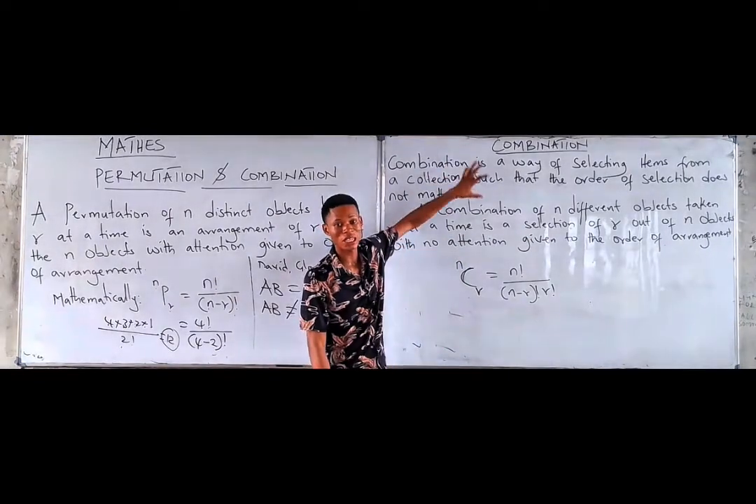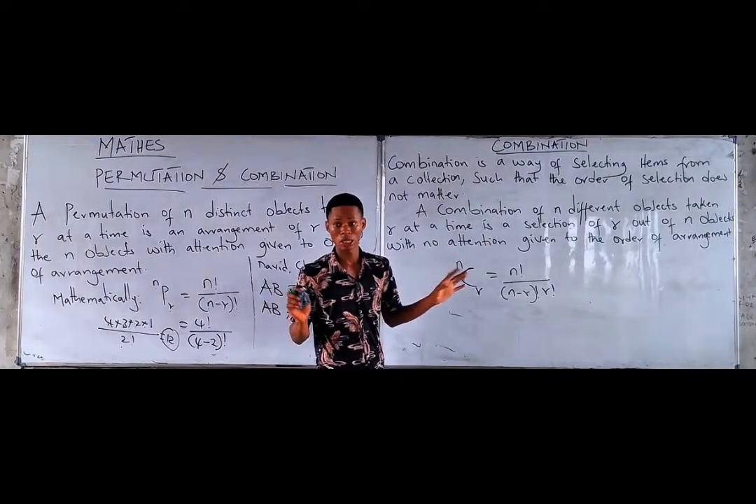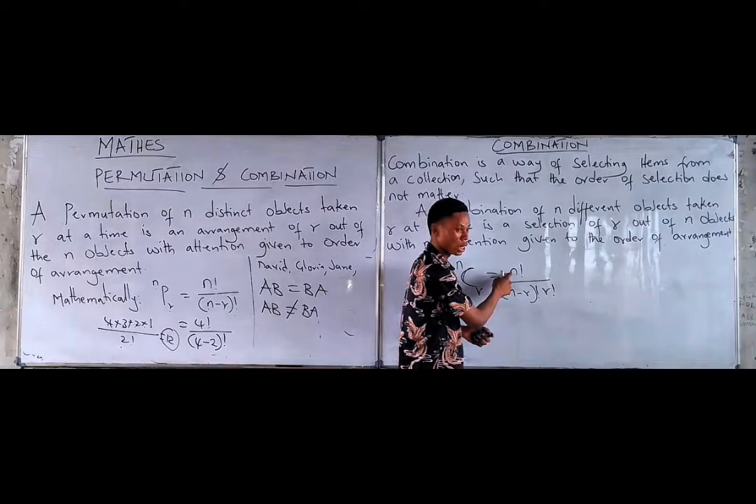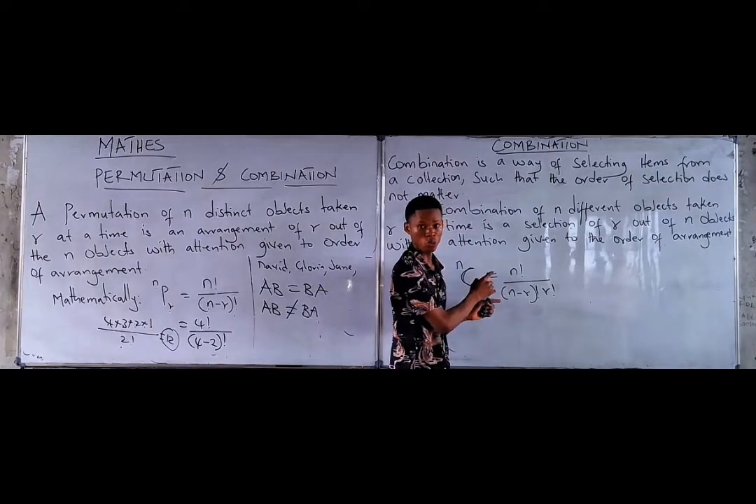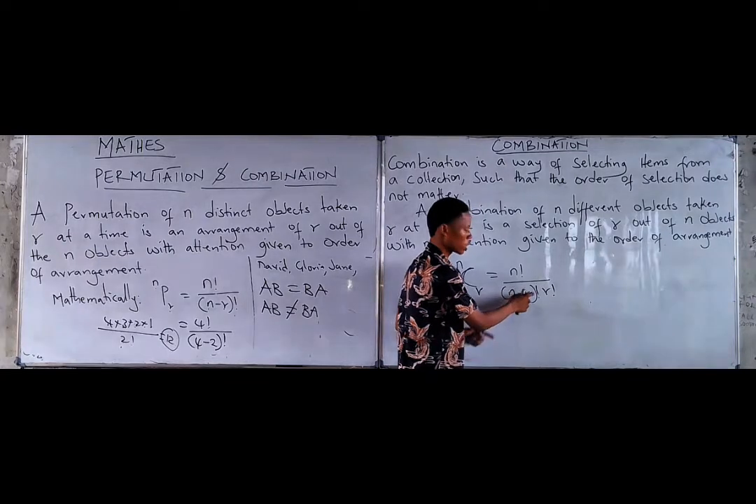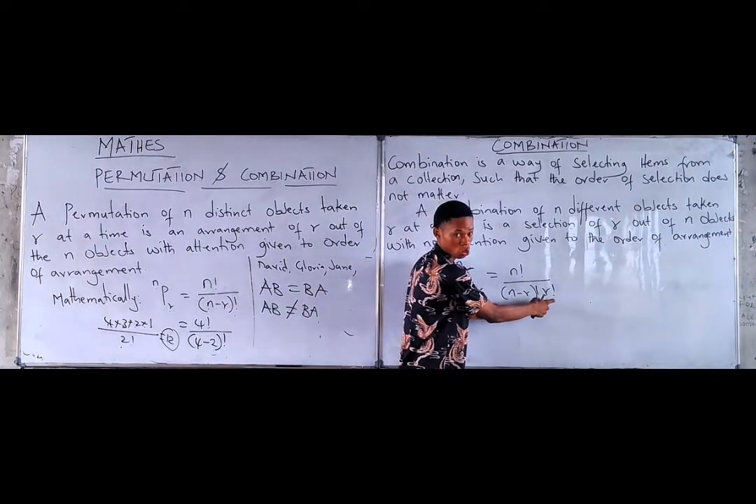Now the first and the second definition are totally the same thing. This is in mathematical terms. So we can represent that as n factorial. Please pay attention here, there's something I want to point out. n factorial all over (n minus r) factorial, r factorial.